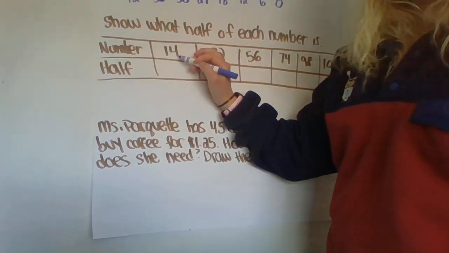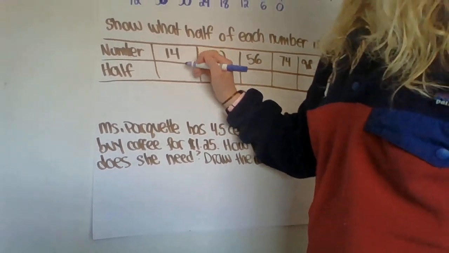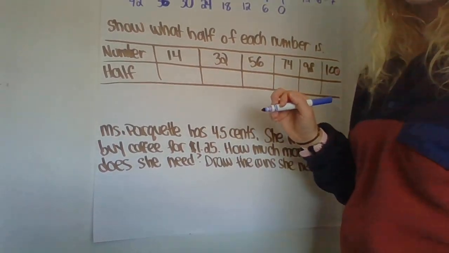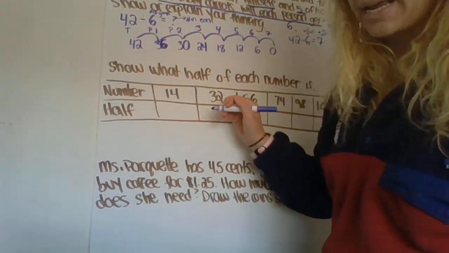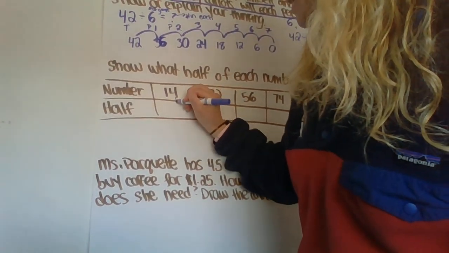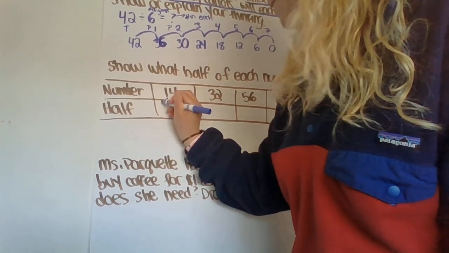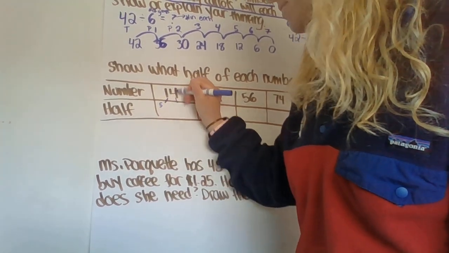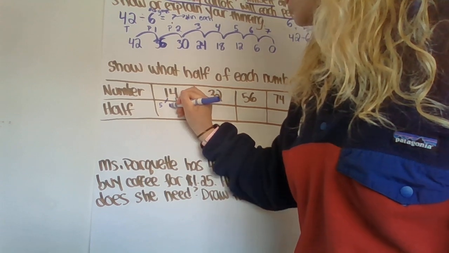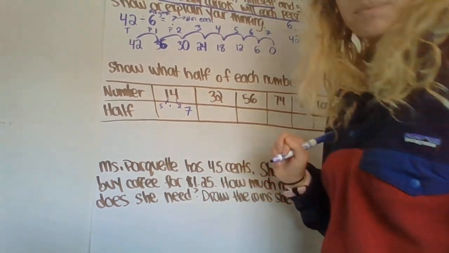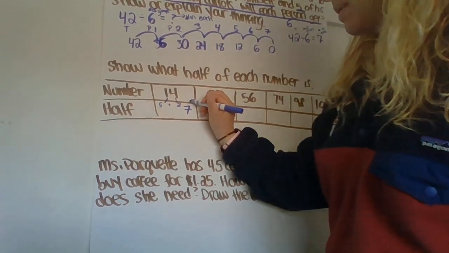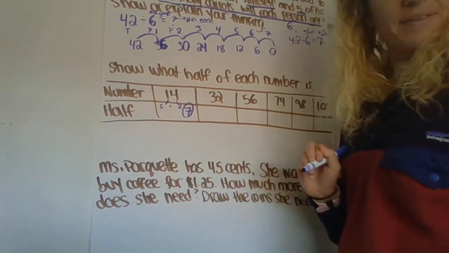All right, so let's look at the number 14. One way to split it in half is to just know. Another way to split it in half is to split it into the tens and the ones. I know half of 10 is 5, and half of 4 is 2. 5 plus 2 is 7. So my answer is 7.